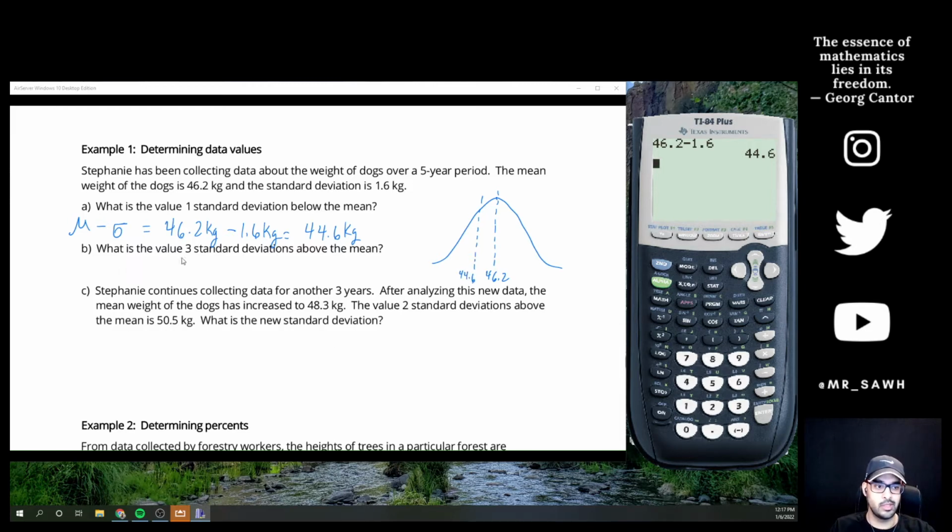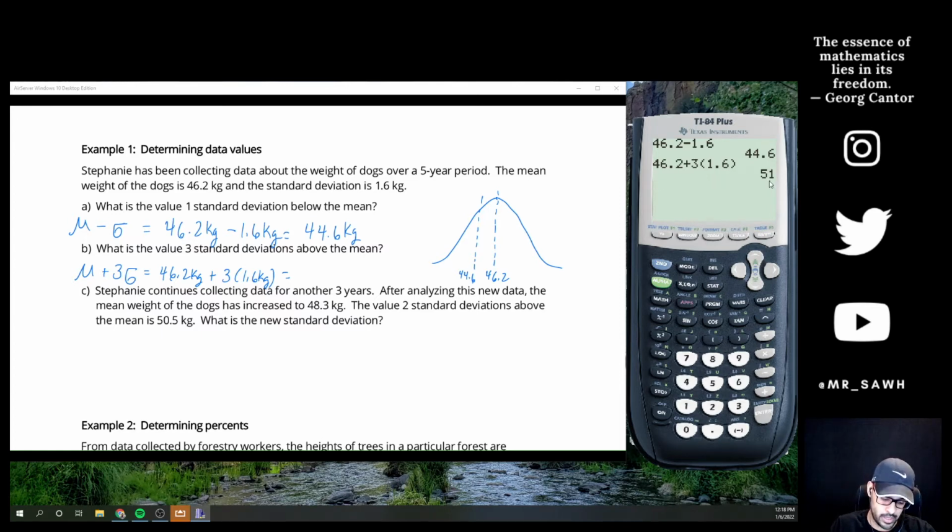Right? And I can determine the values above the mean as well. Above is just going to mean that I add this time. So I can take whatever my average is, and I'm going to add 3 standard deviations this time. So we'll do 46.2 kilograms, and we'll add to it 3 times 1.6 kilograms. Right? That'll give me the value I'm looking for.